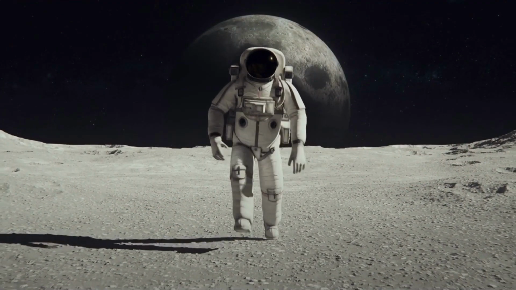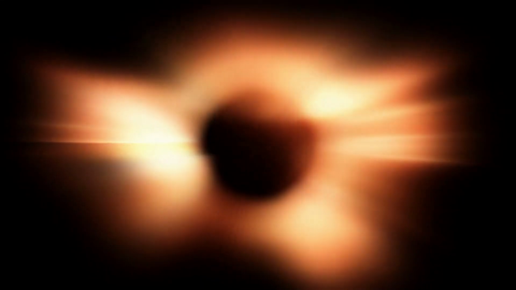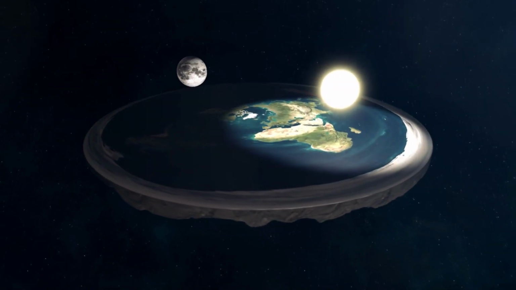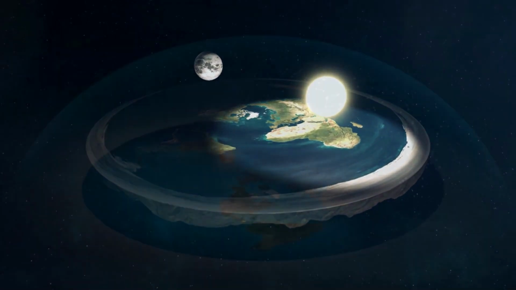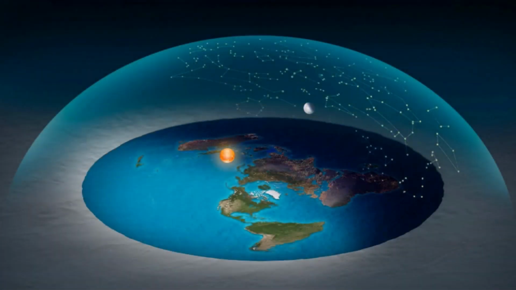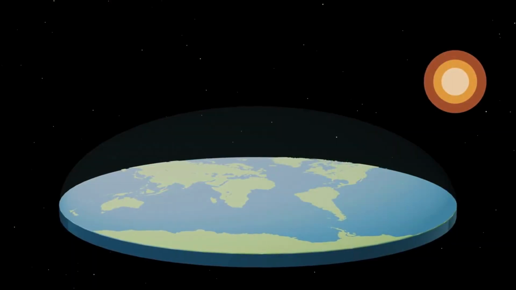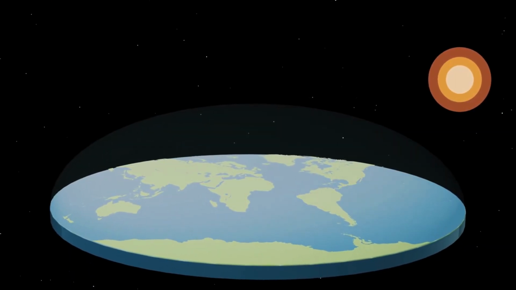It is not possible to land on the moon. It is not possible to cross the Van Allen radiation belt. The sun radiates heat, the moon radiates cold, and both are separate sources of light. It is not possible to leave the world because of the dome. These are the allegations. First, let's take a look at the flat Earth theory.